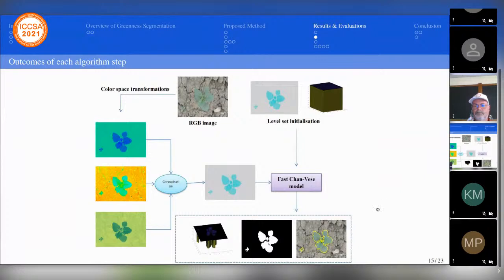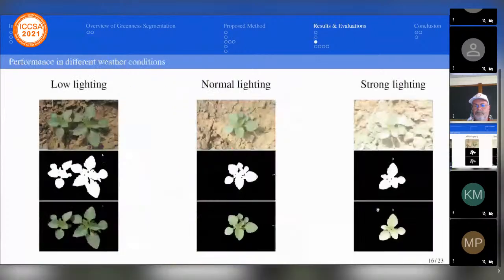Now let's present the performance of our proposed method in different weather conditions. Here we have three conditions: low lighting, normal lighting, and strong lighting. In the three cases, the proposed method extracts the plant correctly. So we can say that our model is robust to light change.